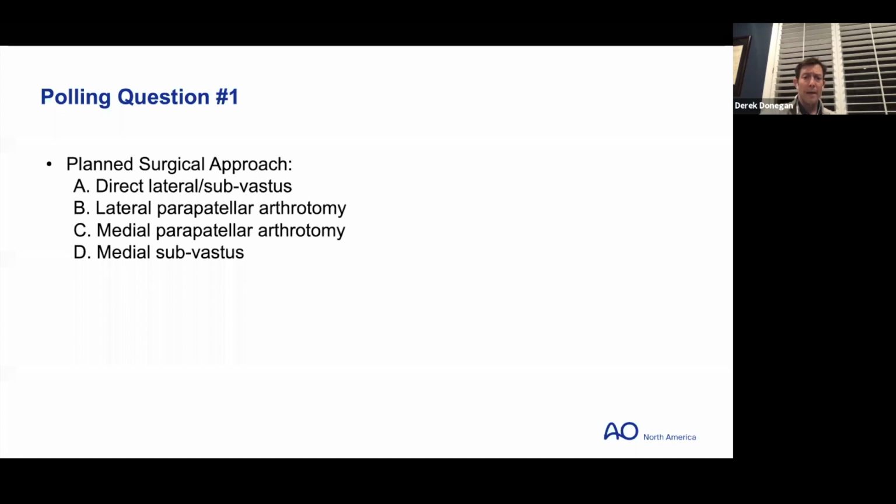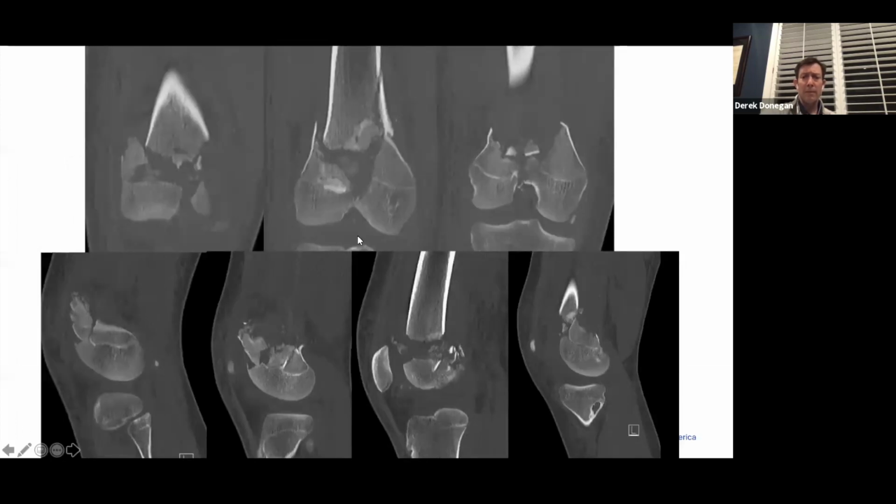So Mark, we can close that out right now. And so John, I'm just going to click back to the CT scan so you can take a look. What are your thoughts? How are you going to approach this? And tell me what you're thinking from a fixation perspective.